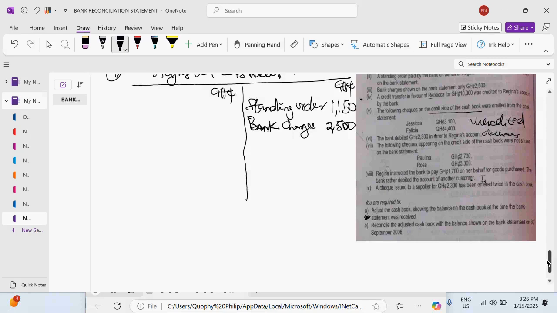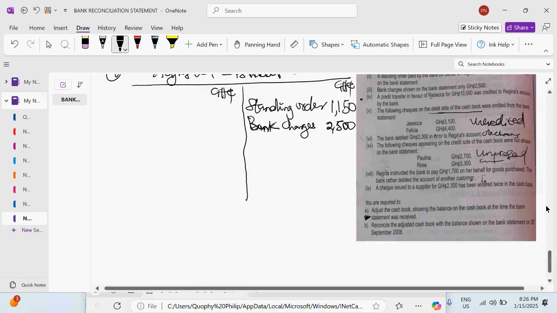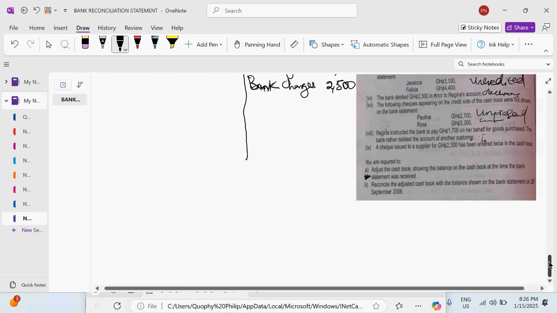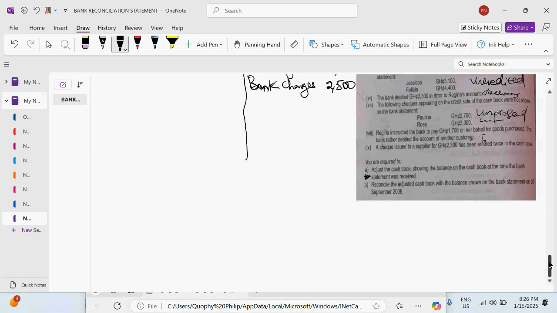Next one, the following checks appearing on the credit side of the cash book were not shown on the bank statement. So unpresented checks. Then what do we have? Regina instructed the bank to pay 17,000 on her behalf for goods purchased. The bank rather debited the account of another customer. Okay. So which type of error is this? Error that will increase our bank account, right?